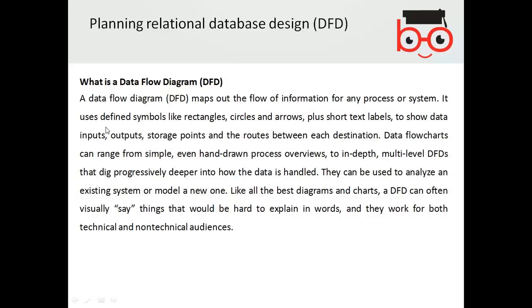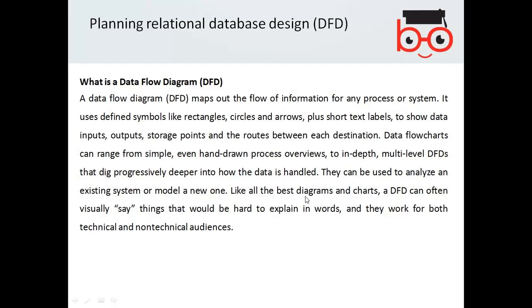It uses defined symbols like rectangles, circles, arrows, plus short text labels to show the inputs, outputs, storage points, and the routes between each destination. Data flow charts can range from simple, even hand-drawn process overviews, to in-depth, multi-level data flow diagrams that dig progressively deeper into how the data is handled. They can be used to analyze an existing system or model a new one.